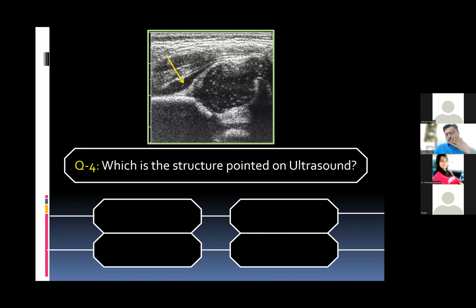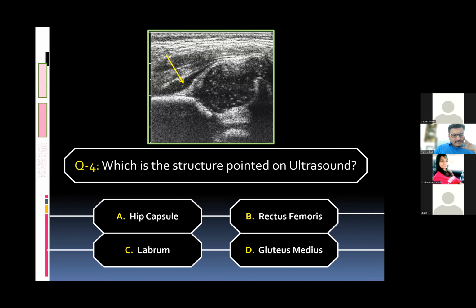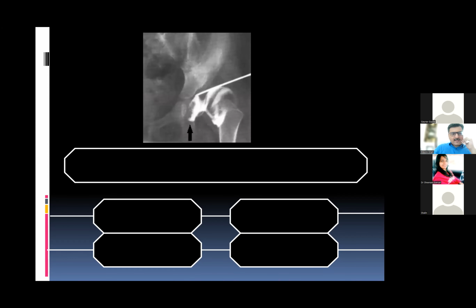Okay, next question is, which is the structure pointed on ultrasound? We have hip capsule, rectus femoris, labrum, gluteus medius. Actually, I attended Dr. Graf's course, and he asked these questions to all the delegates. I could answer this question rightly, and he gave me an Austrian coin. I still have that with me. Yeah, Sheenam, give a little bit of time.